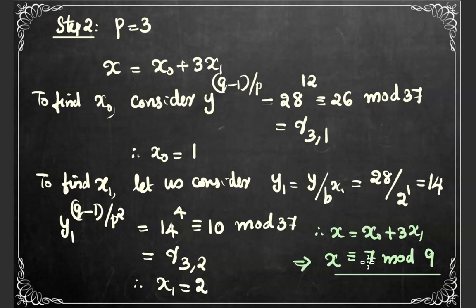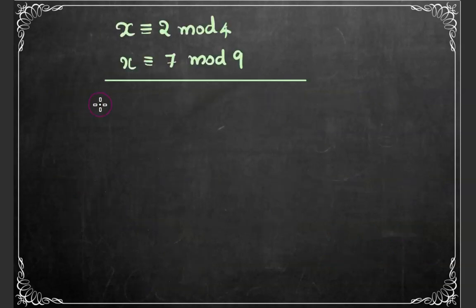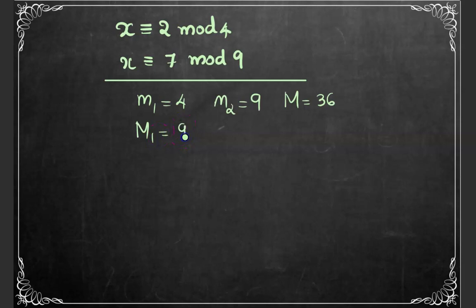Now, it remains to apply Chinese remainder theorem to the two congruence relations we just obtained and evaluate x. Consider the two congruence relations, x congruent to 2 modulo 4 and x congruent to 7 modulo 9. Here m1 is equal to 4, m2 is equal to 9. So the product of these moduli will be 36, and hence capital M1 will be 9 and capital M2, which is capital M by small m2, that will be 4.